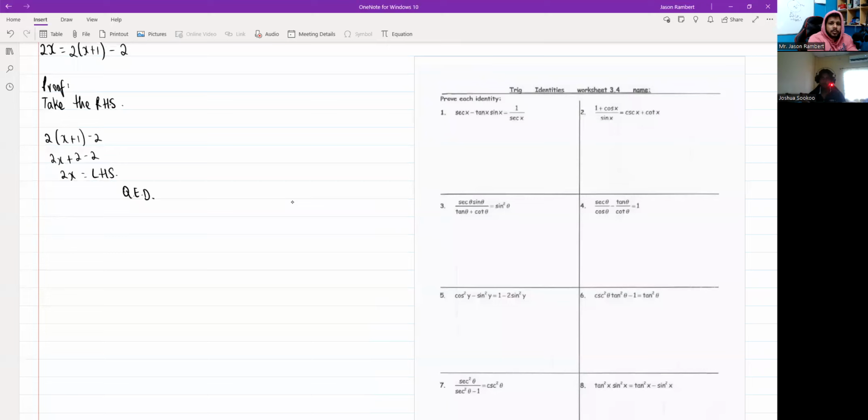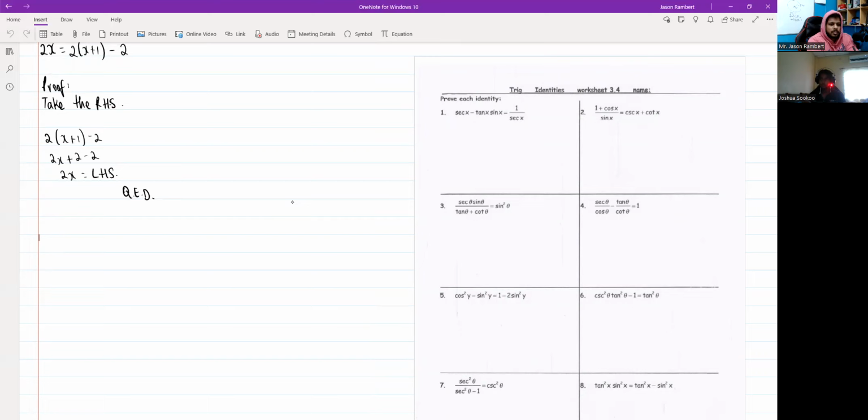Cosine theta is 1 over sec. Sine theta is 1 over cosec. Tan theta is 1 over cot, or sine over cosine. And when we manipulate that, we get cot theta is 1 over tan, which is cosine over sine. Sine squared theta plus cos squared theta is 1. Those are the identities you are allowed to recall and use at CSEC.